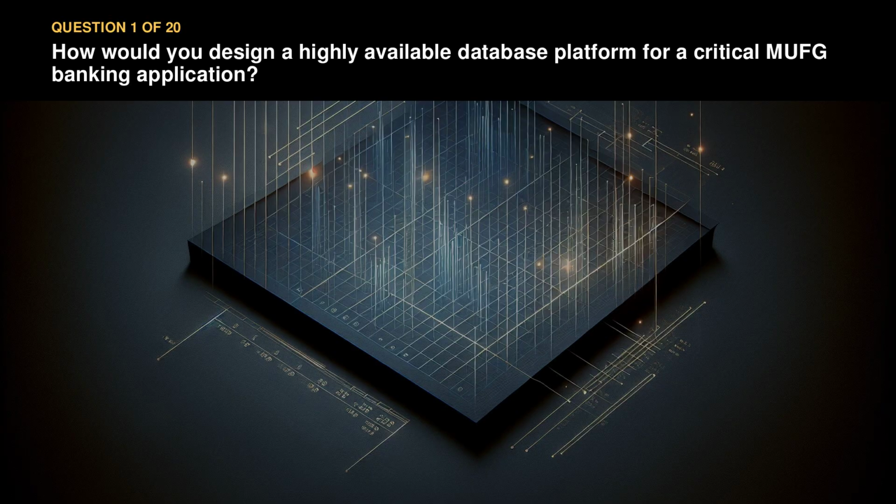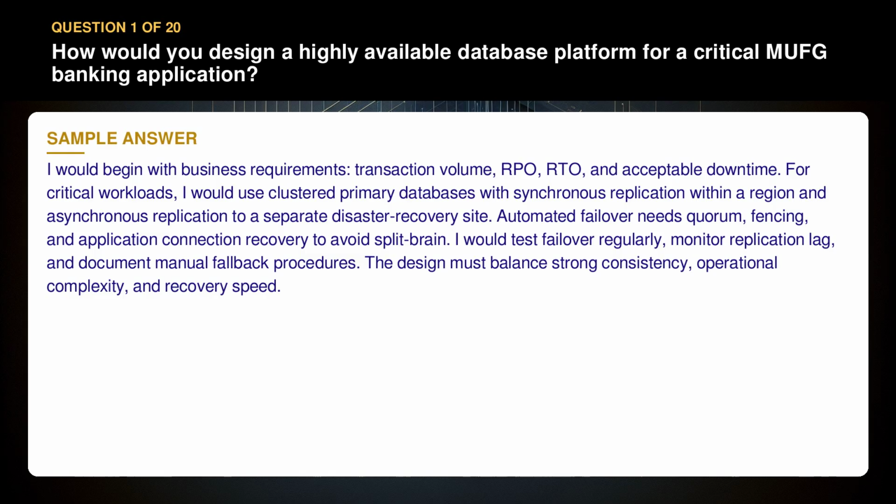Question 1. How would you design a highly available database platform for a critical MUFG banking application? I would begin with business requirements, transaction volume, RPO, RTO, and acceptable downtime. For critical workloads, I would use clustered primary databases with synchronous replication within a region and asynchronous replication to a separate disaster recovery site. Automated failover needs quorum, fencing, and application connection recovery to avoid split brain.